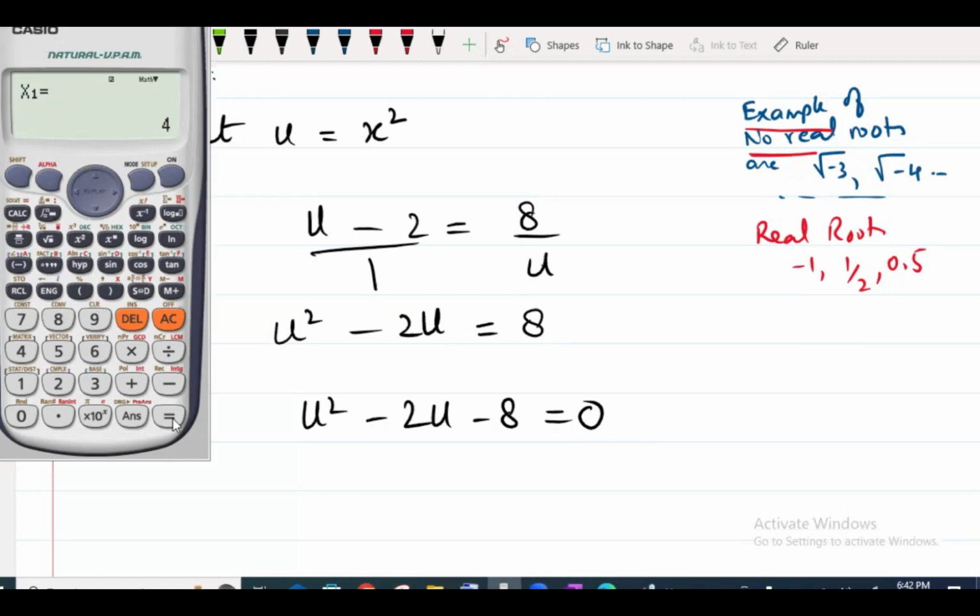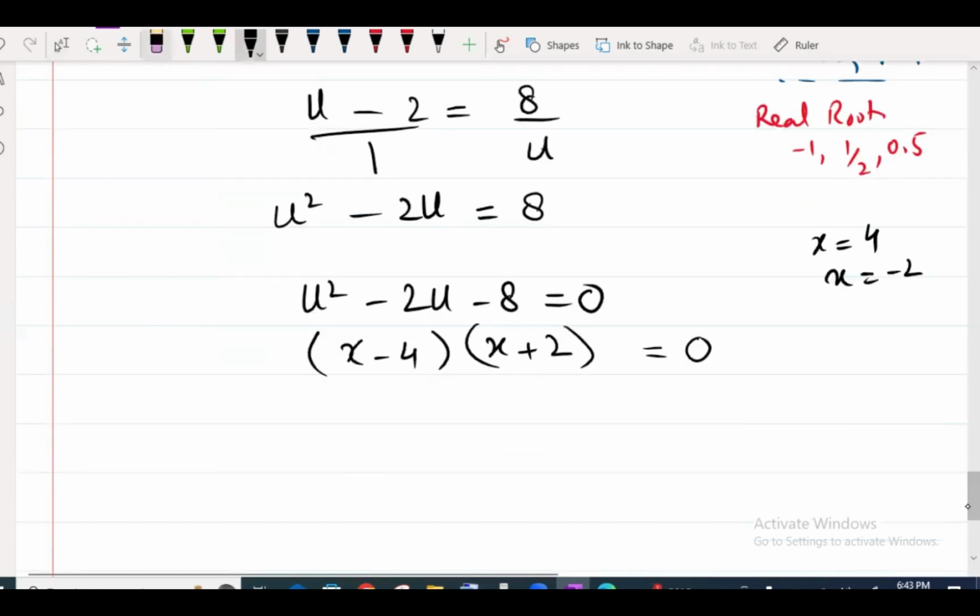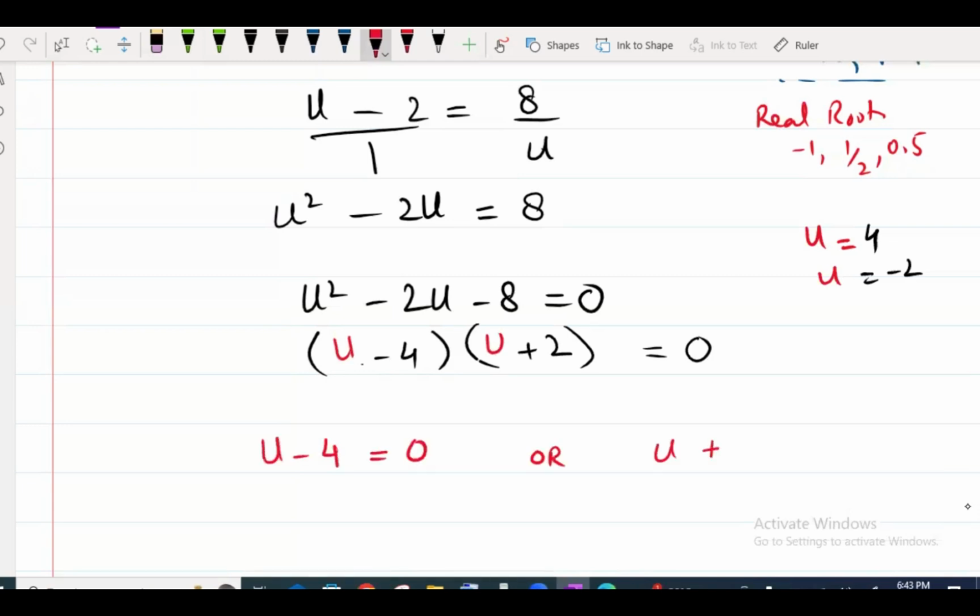We will get 4 and minus 2. So don't forget to write in the factorized form. One value was 4, the other value is minus 2. It was two values for u. So u minus 4 equals to 0 or u plus 2 equals to 0. Now we get u equals to 4 or u equals to minus 2.